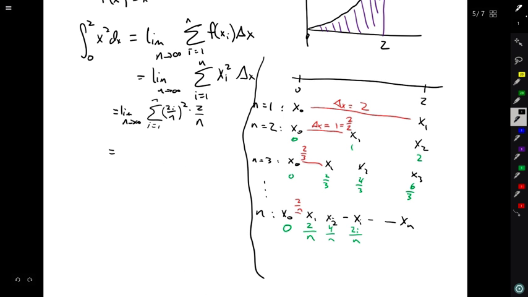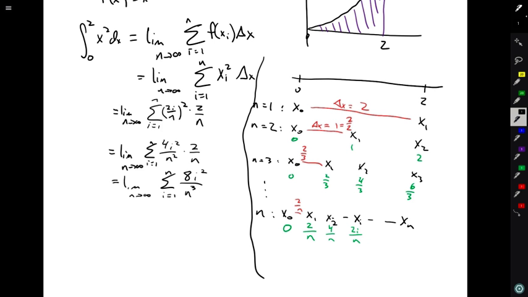So again, we're going to have the limit as n goes to infinity of this sum from i equals 1 to n. If I'm distributing the square into the different parts of the fractions, I've got 4i squared out of n squared times 2/n, which we can simplify a little bit. The limit as n goes to infinity, sum from i equals 1 to n of 4 times 2 is 8. I've got an i squared in the numerator, and an n cubed in the denominator here.